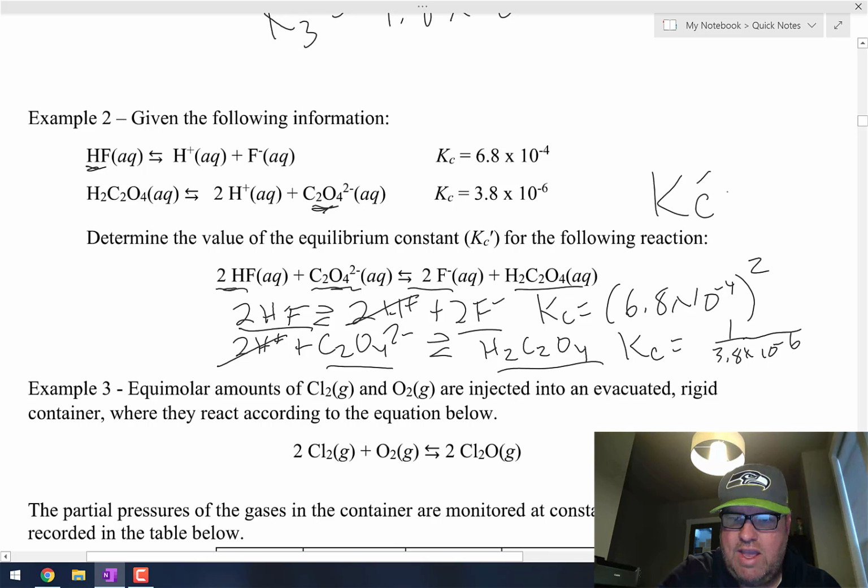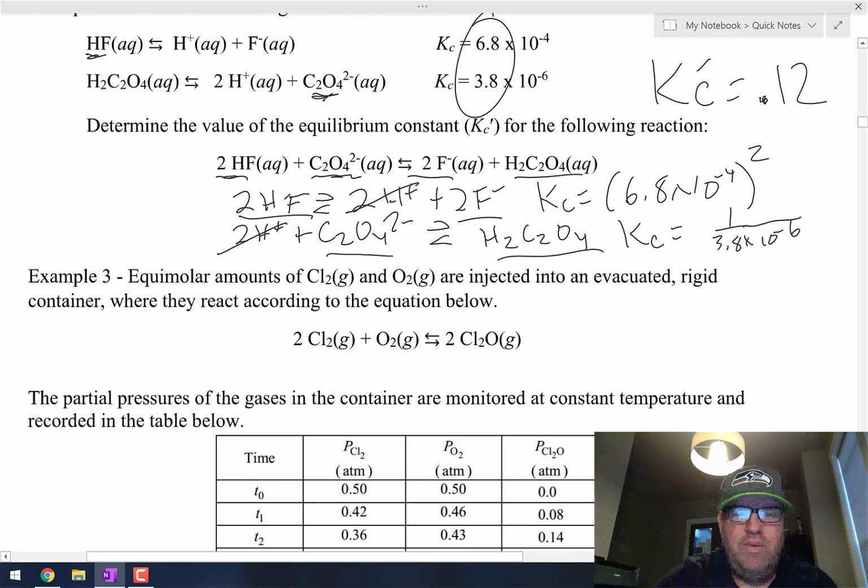I get a Kc for that equation of, I'm looking at significant figures, those both have 2, so Kc would equal 0.12 for that one.